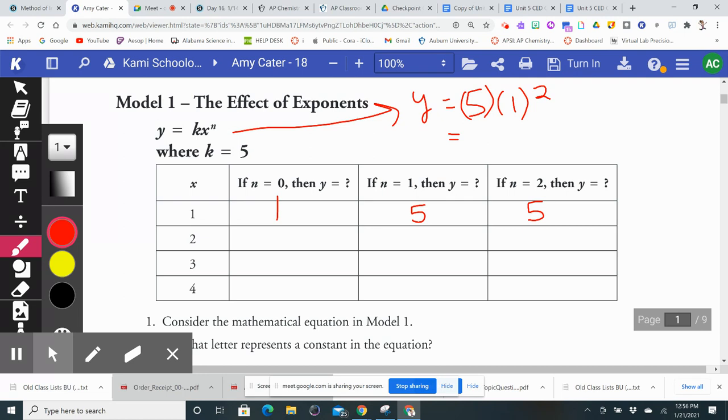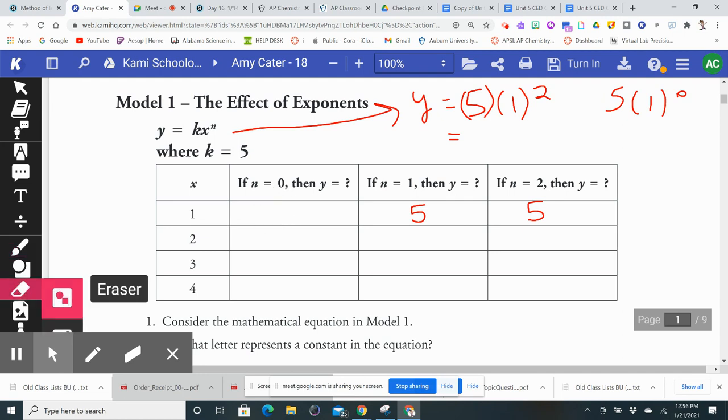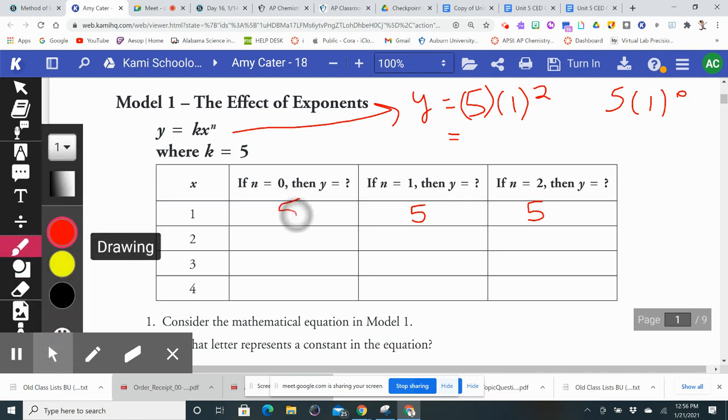Okay. All right, let's go back and look at that then. 5 times 1 to the 0 power. All right, so what is 1 to the 0 power? 1. You're right. Caught that. Still 5. Okay. All right. So let's look at the next one.